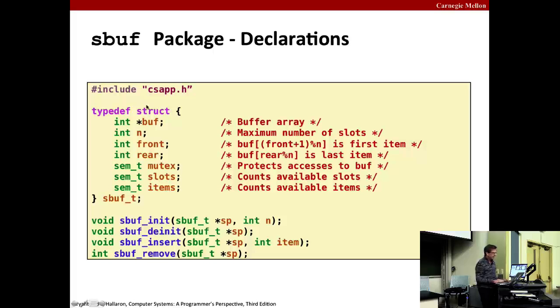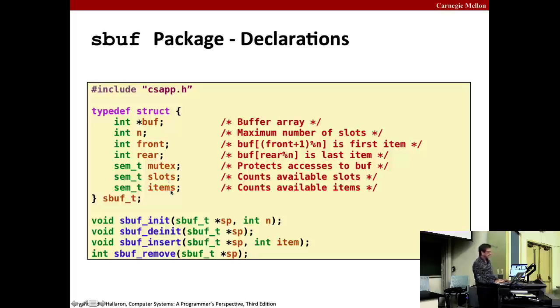The sbuff package defines a type called sbuff_t that packages up all of the data structures needed to implement the shared buffer. So there's a pointer to the buffer, which we're going to implement as an array, and we'll implement a circular buffer on this array. The maximum number of slots, n, so the size of the buffer, and then two pointers, front and rear, to keep track of the first and last items in the buffer. And then the three semaphores, the mutex and the two counting semaphores.